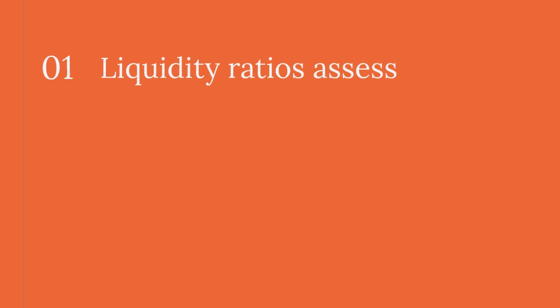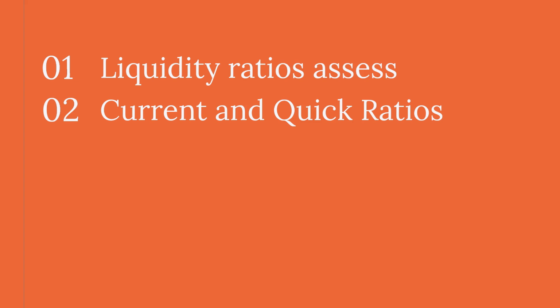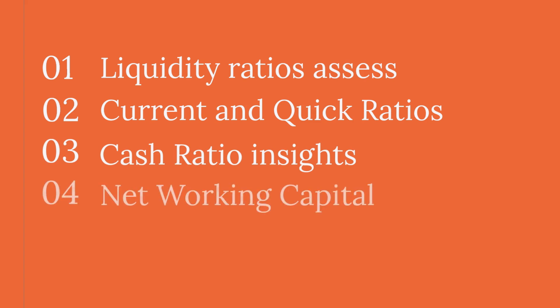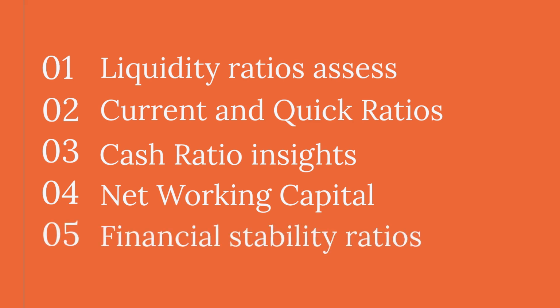Liquidity ratios assess a company's ability to meet short-term obligations. The current ratio and quick ratio are commonly used. Cash ratio and net working capital also provide insights. These ratios indicate financial stability and operational efficiency. They help determine the company's short-term financial health.